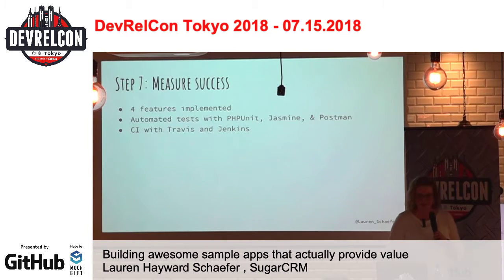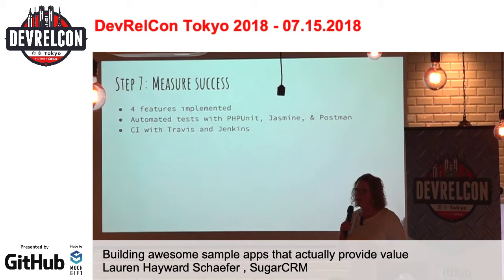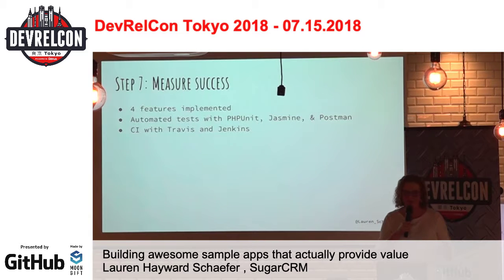And the last step is measuring success. And we've had a couple of sessions that have talked about measuring success today. And it's kind of a hazy subject, right? So the first thing we did was look at our goals and say, how can we measure these? So our first goal was to be an authoritative example on how to customize the product. So we've got 4 features implemented, hoping to get more soon.